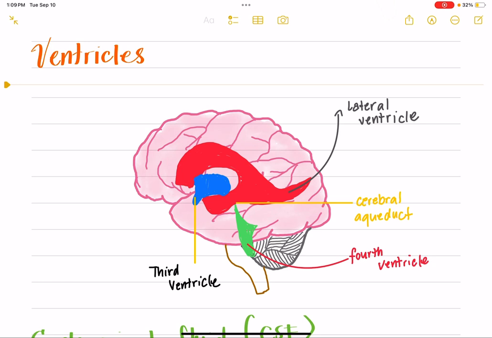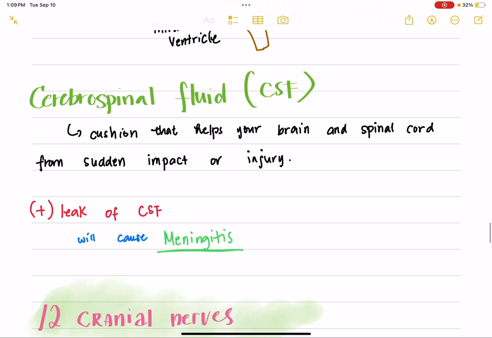As you can see, connects the third and fourth ventricles. So fourth ventricle is located at the base of the cerebellum. It continues with central canal of spinal cord and opens into the subarachnoid space through foramina in its walls. Okay. Muna siya ang cerebrospinal fluid.